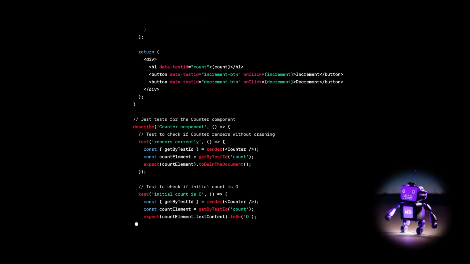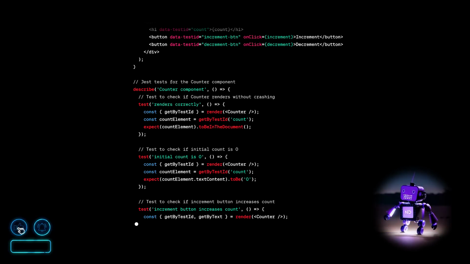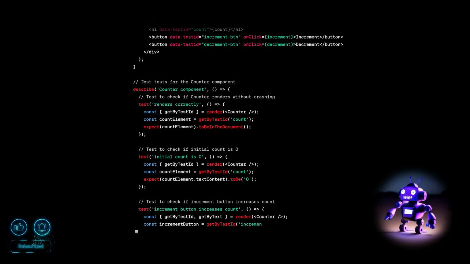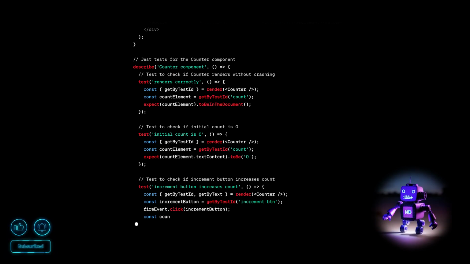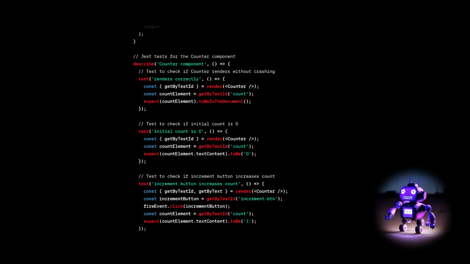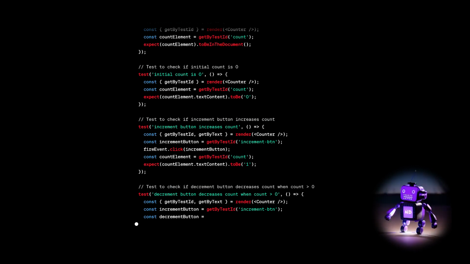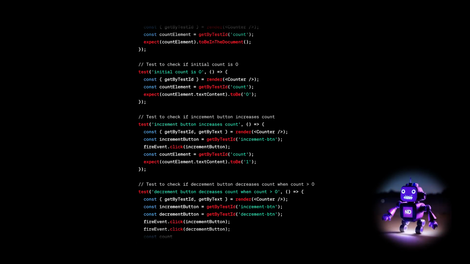Moving on to our Jest tests, we begin by describing the counter component and writing individual tests to check its behavior. Our first test ensures that the component renders without crashing by checking if the count element is present. Next, we test whether the initial count value is indeed 0. This is important to verify that our component starts with the expected state. We then test whether clicking the increment button increases the count value by simulating a button click event and checking if the count updates correctly.